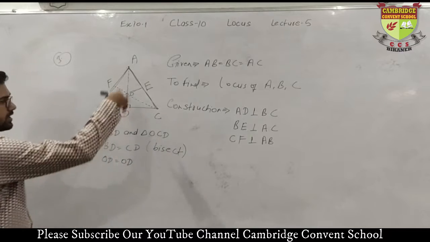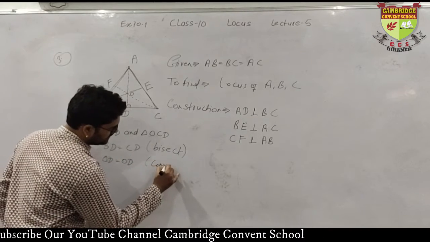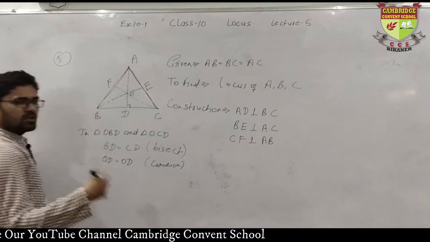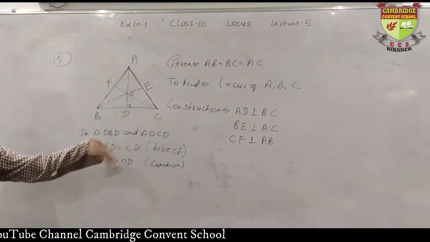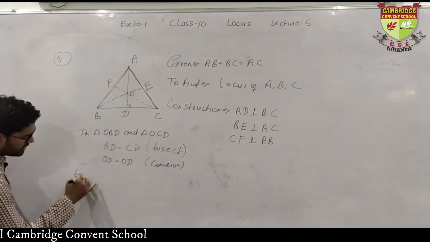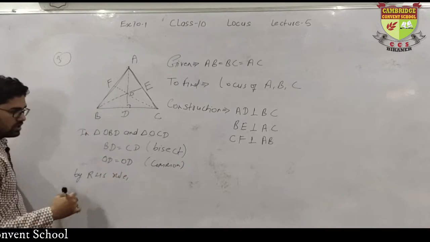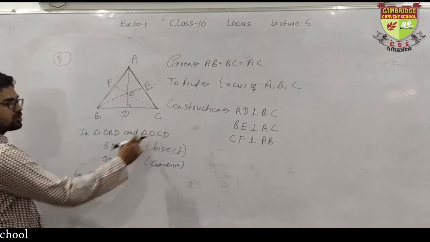OD is equal to OD. It is common in both the triangles, so I can say common. One more thing you can write, this is 90 degree, this is 90 degree, but that is understood, right? So I will say that by RHS rule, this triangle is congruent to this one.